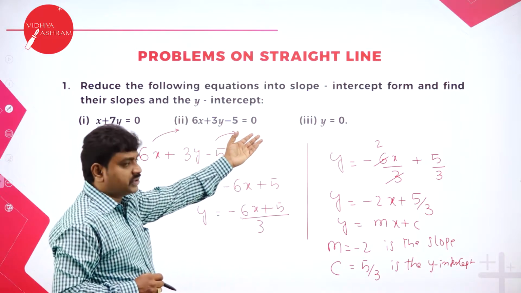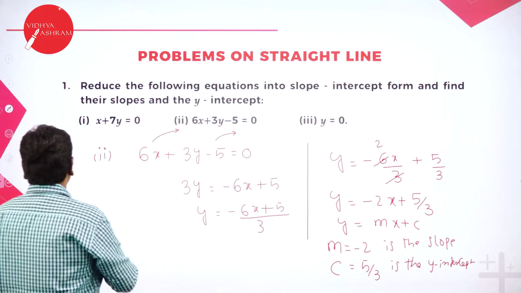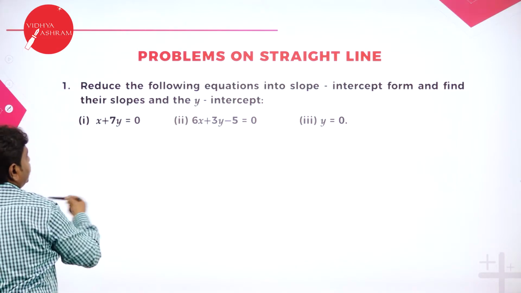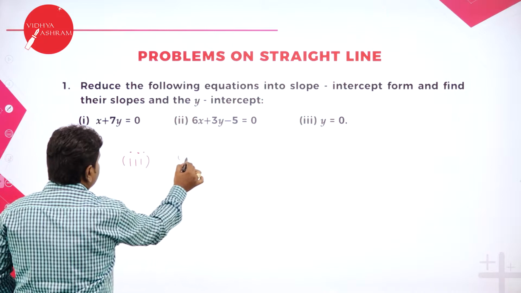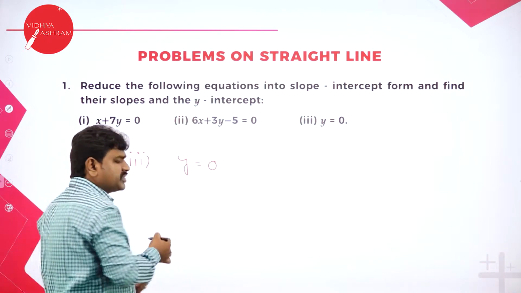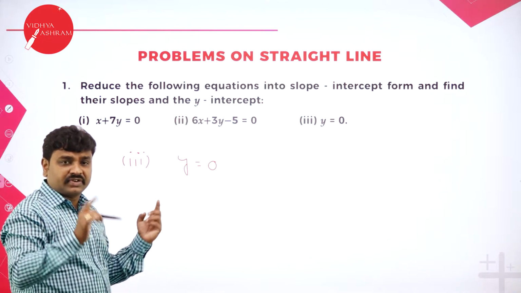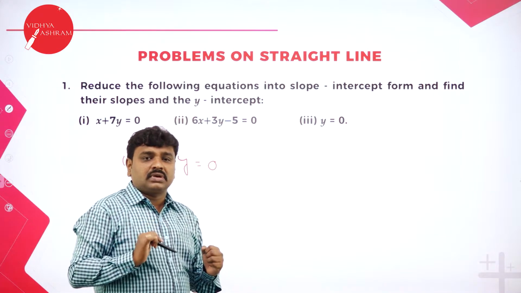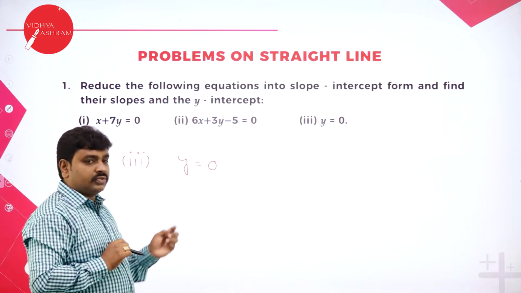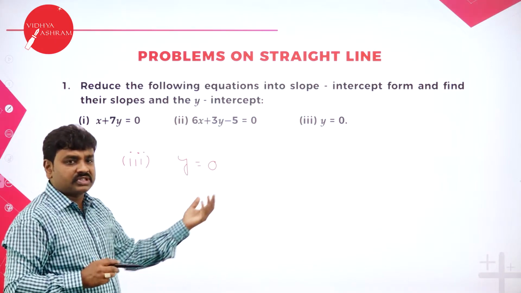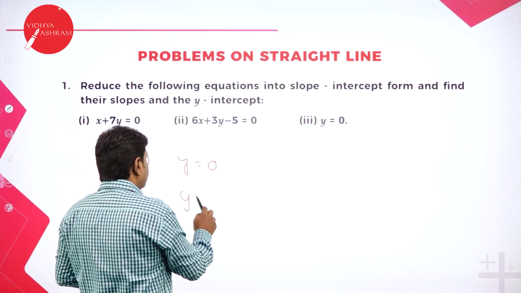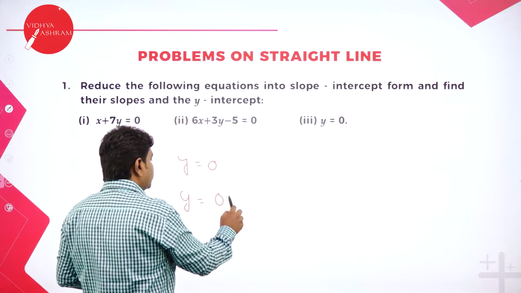Now we'll go to the third equation. The third equation that they gave is simple: y is equal to 0. Y is equal to 0 means the x-axis. In the very first session, while solving numericals, I taught you the equation of the x-axis, y is equal to 0. So y is equal to mx plus c. Now it is already in standard form. Can I write y is equal to 0x plus 0?